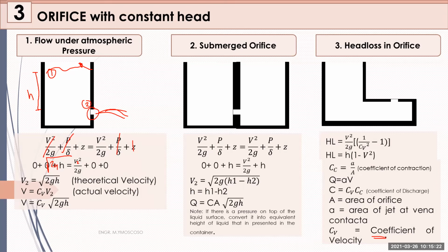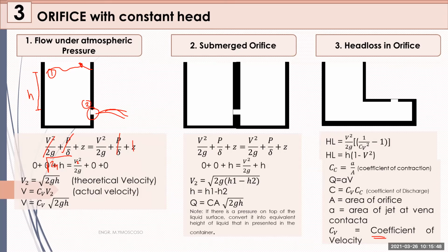Ano ba yung vena contracta? Okay, dito mamaya natin pag-uusapan kung ano yung magiging vena contracta natin. Okay? Yung vena contracta natin, ito yung the narrowest flow ng tubig na nanggagaling sa jet or sa downstream natin. Okay? Ito yung magiging area ng tubig na nabuo galing sa orifice.